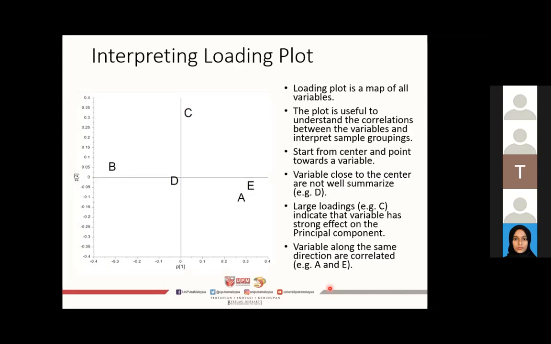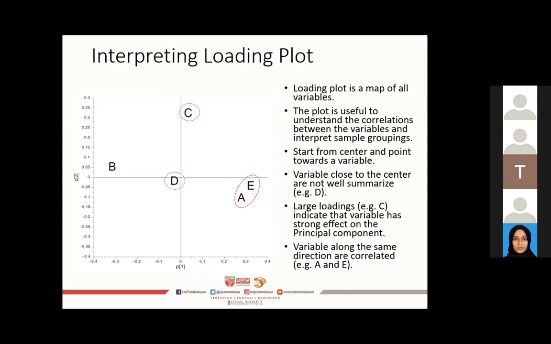Now we go to interpreting the loading plot. A loading plot is a map of all variables. It is useful for understanding the correlation between the variables and interpreting sample grouping. Start from the center and point towards a variable. Variables close to the center are not well summarized, for example variable D. A large loading, for example variable C, indicates that the variable has a strong effect on the principal component. Variables along the same direction are correlated, for example variables A and E.